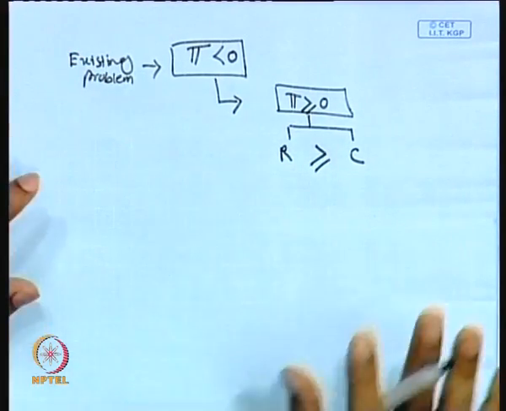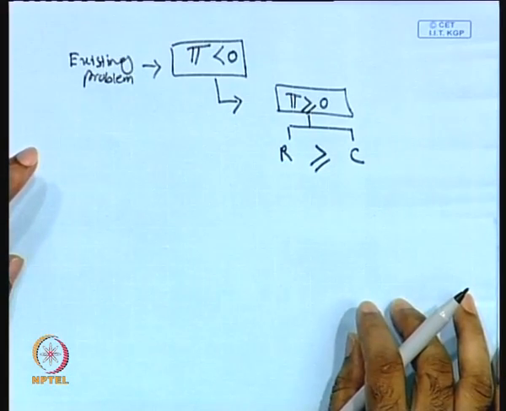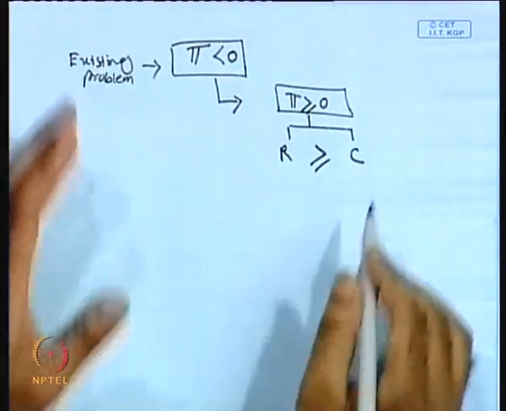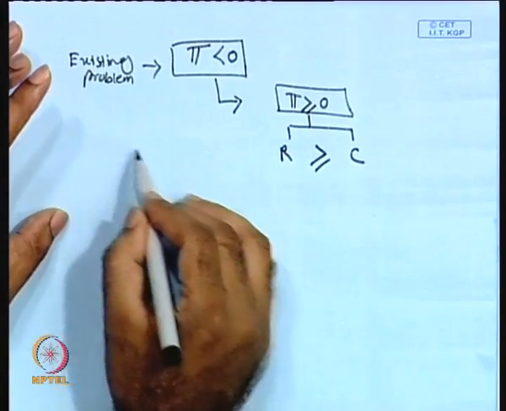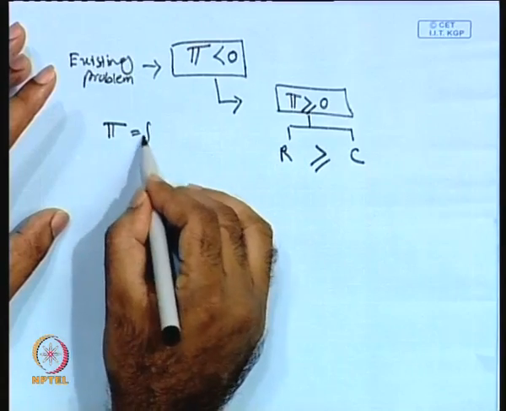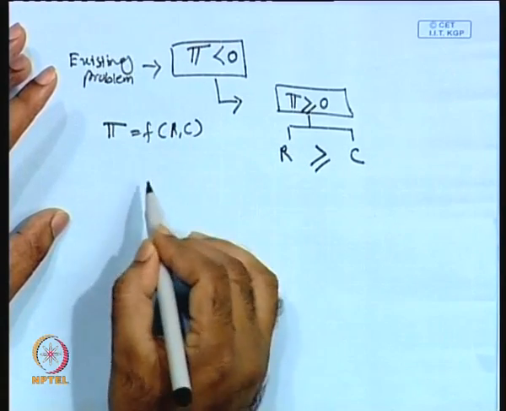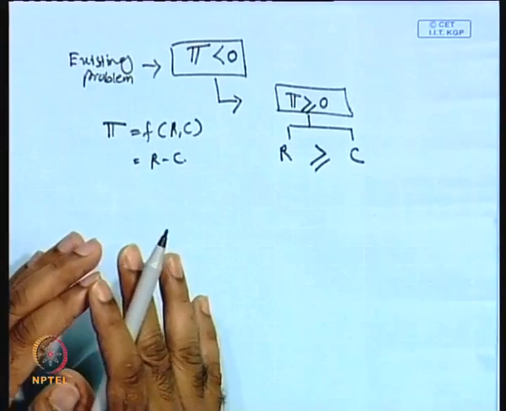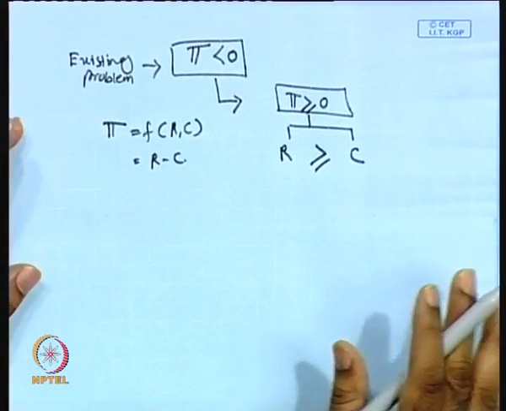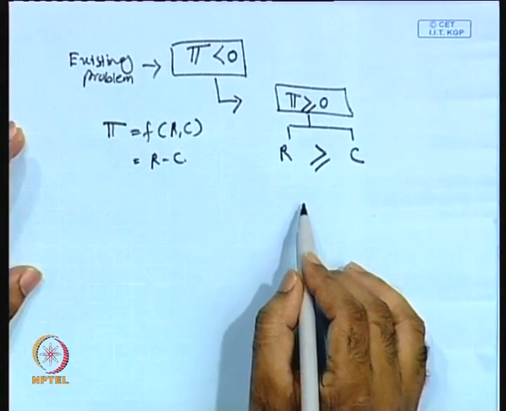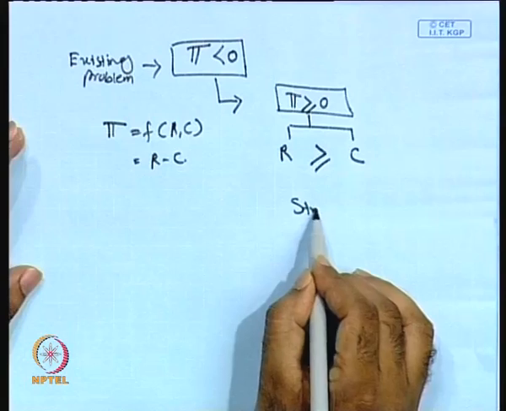So now how to do that? We need to have phi. If I put it in mathematical form, then obviously phi is a function of R and C, that is nothing but R minus C. So now we have three different strategies altogether. So what is the strategy? Strategy 1.